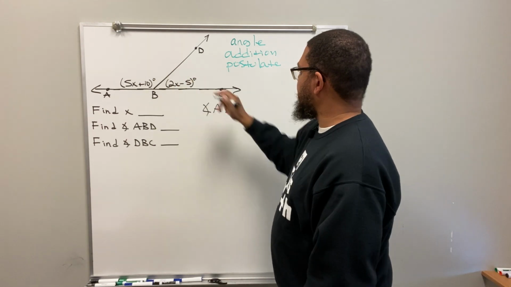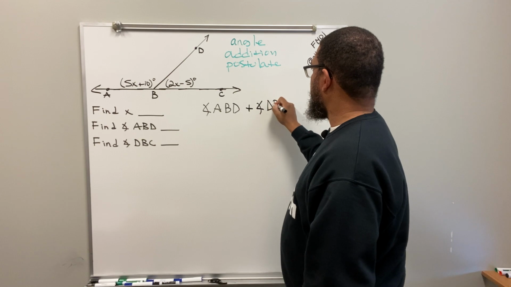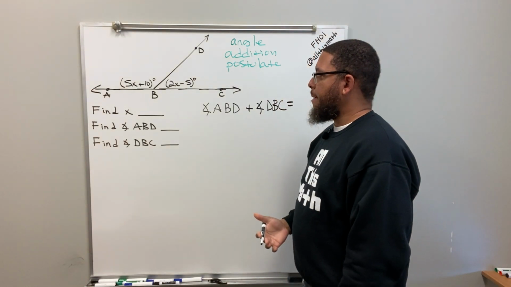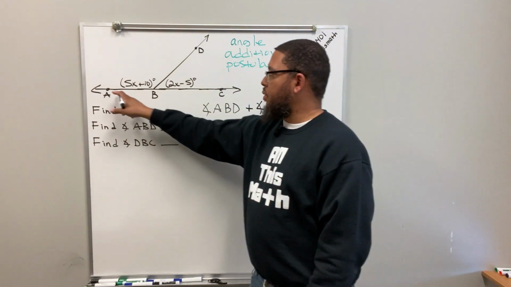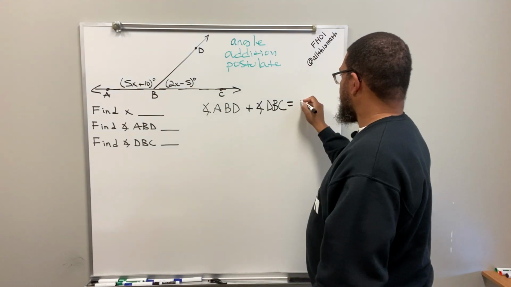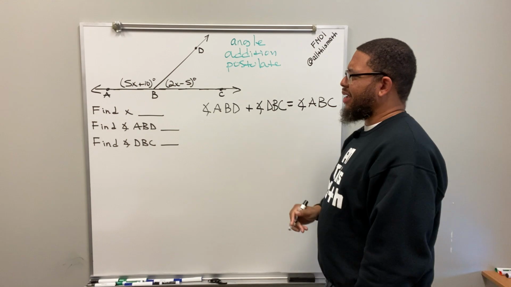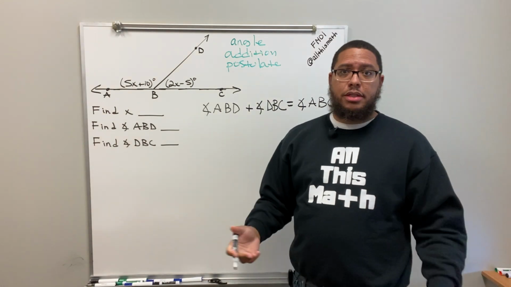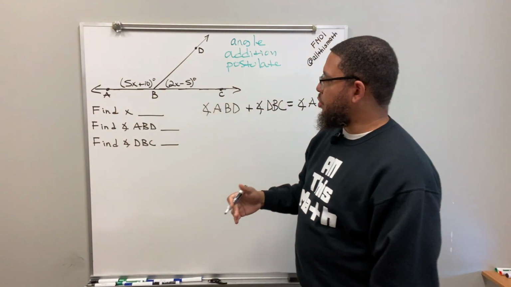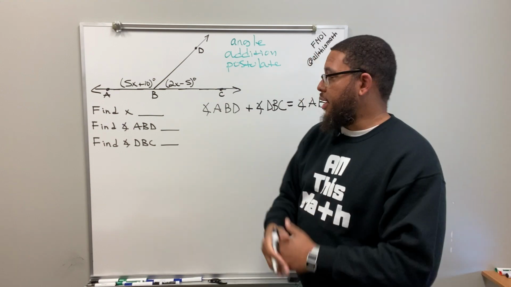So this angle plus this angle, so that's angle ABD plus angle DBC, is equal to something. Now what it's equal to is angle ABC. Remember I told you, a straight line is an angle as well, no matter how weird that may sound. When I first learned that many years ago, I was like, how is a straight line going to be an angle? It is. It's a type of angle, and it has a certain measurement too. So angle ABC, just because it's not curved or slanted, is still an angle.